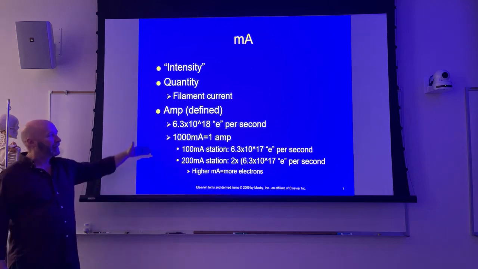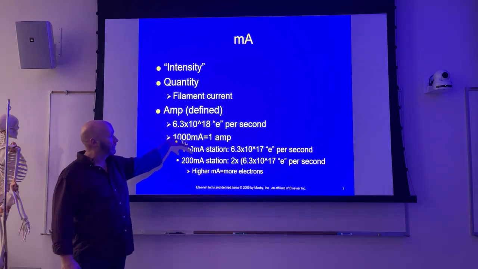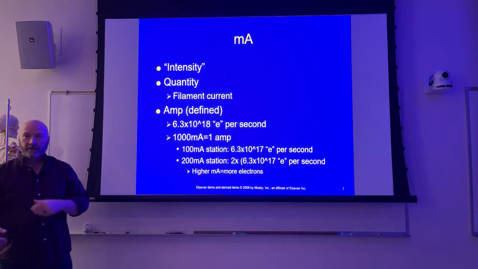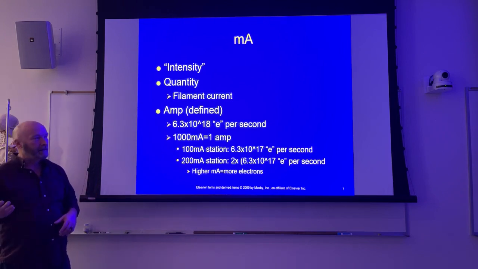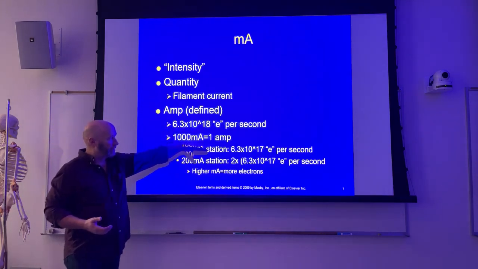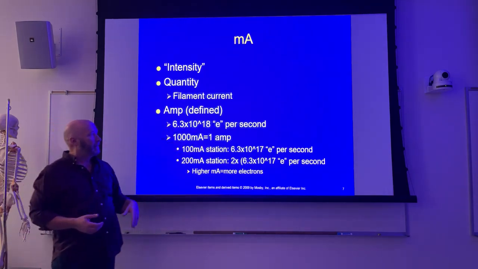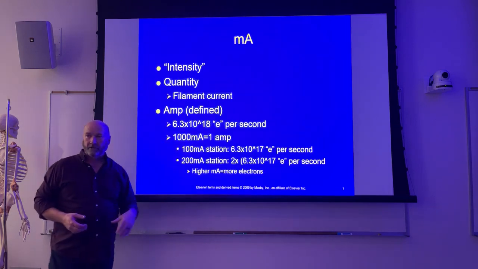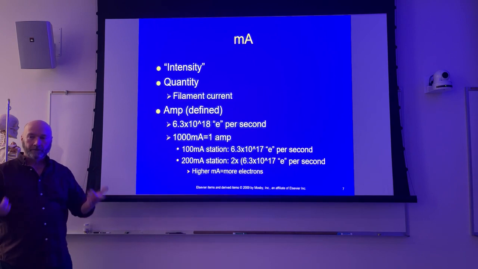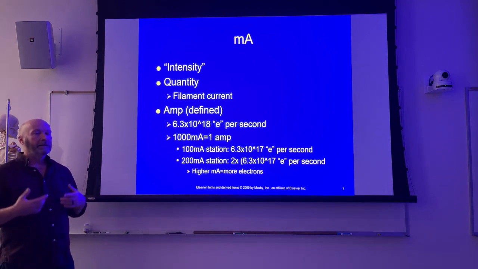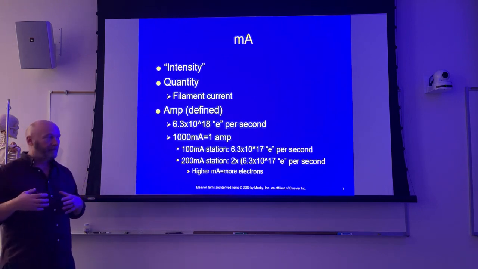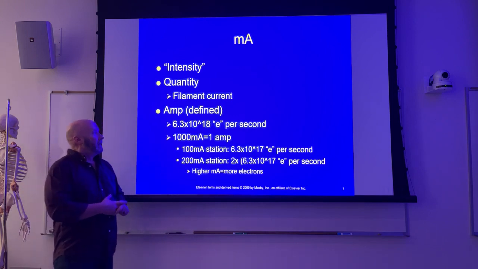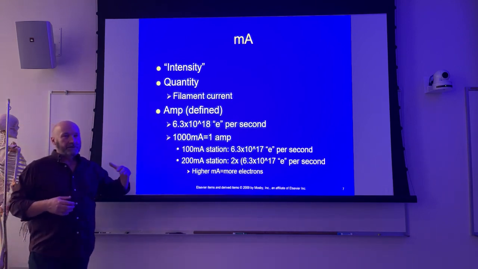It's an inconceivably large number, 6.3 times 10 to the 18th power electrons per second. That's representative of 1 amp. The higher our mA, the higher that number is. The more electrons we put on it, the more heat we create. The more heat we create, the more electrons we have available in our space charge, and our thermionic emission sent across the X-ray tube. Okay? So mA just controls the heating of the filament.